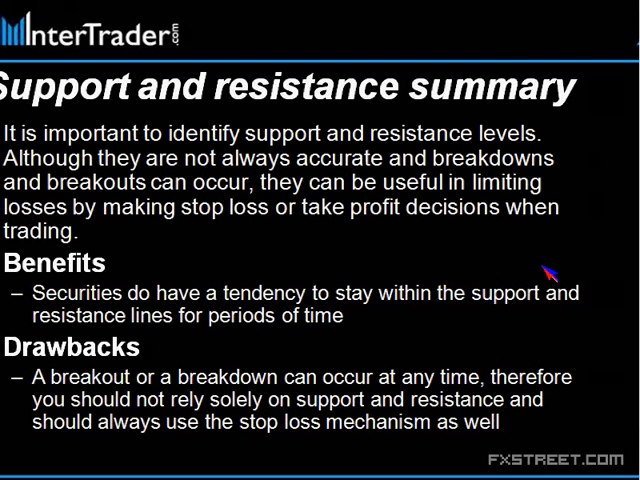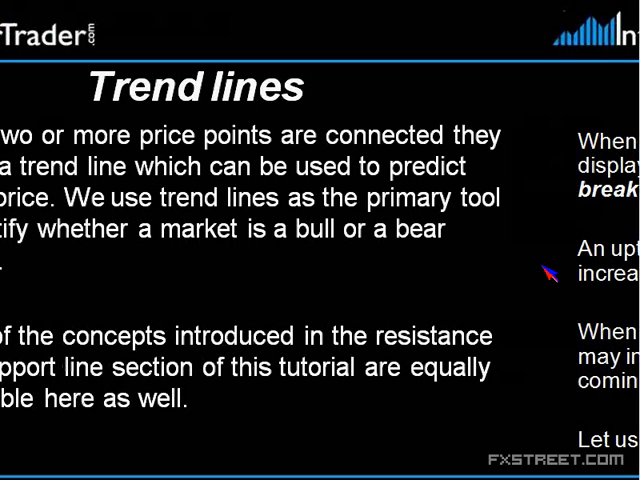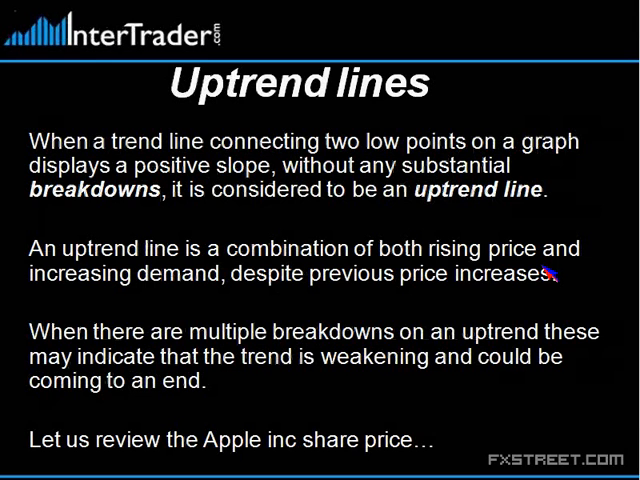So trend lines, as we said, when two or more points are connected, that really creates a trend line. So we can use this to predict future prices. It's one of the primary tools when we're looking at bear or bull markets to understand what type of market we're trading in. So uptrends: this is when we see two low points on a chart connecting, and this really is showing an uptrend. It'll be from a low point on the left-hand side to a high point on the right-hand side.